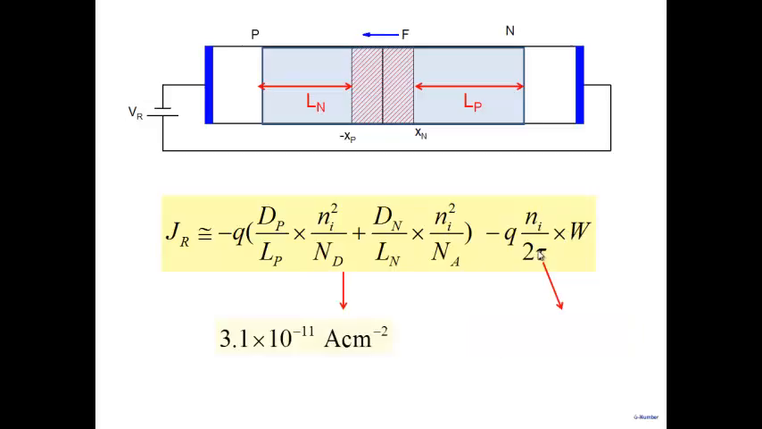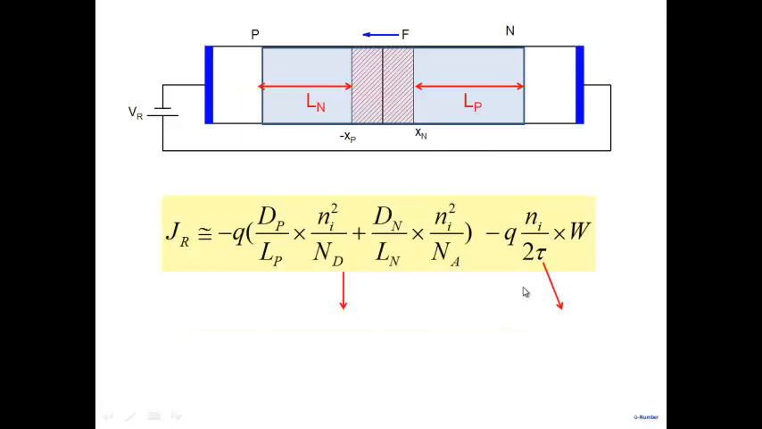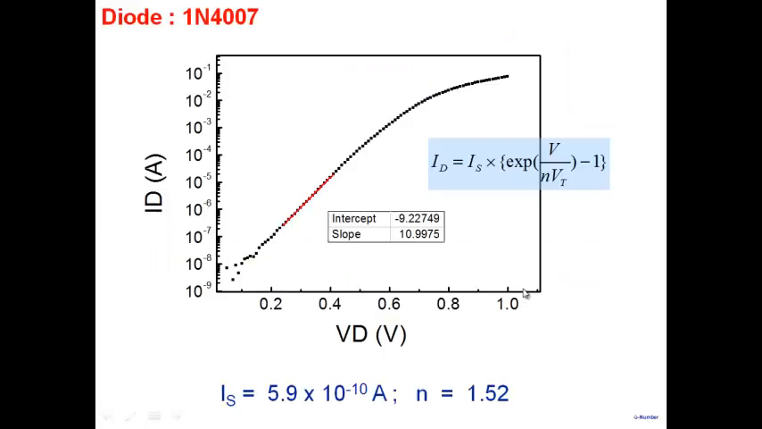Now, suppose I included the second term as well, right? Even then it will not predict correctly. Let me show you now with the actual diode here. So, for example, we had taken this 1N4007 diode, right?